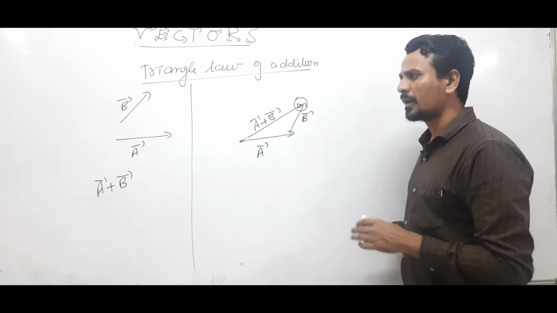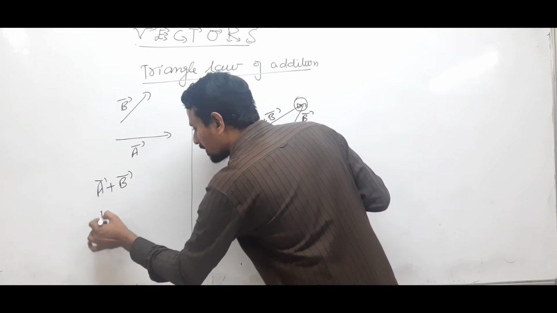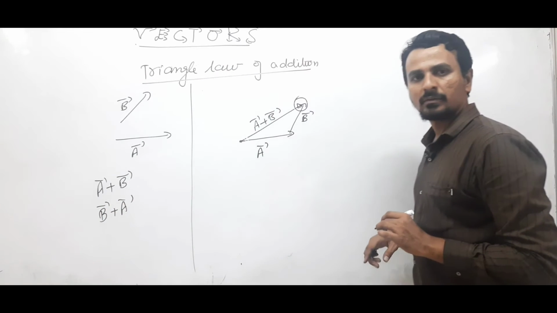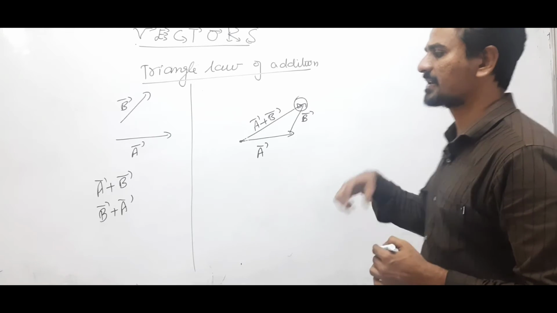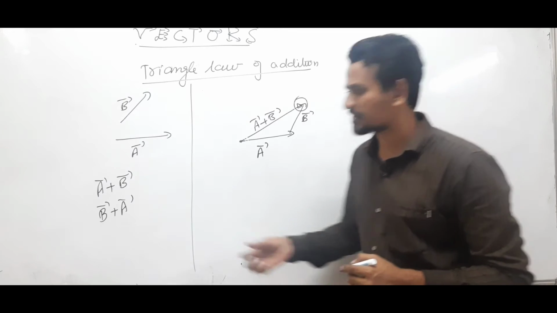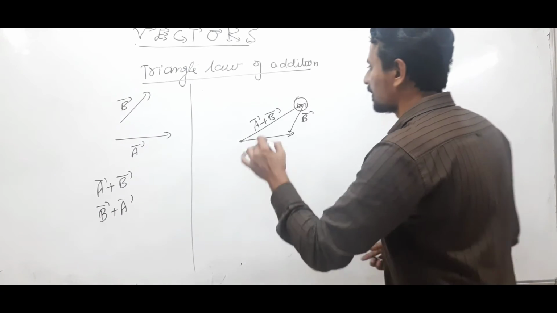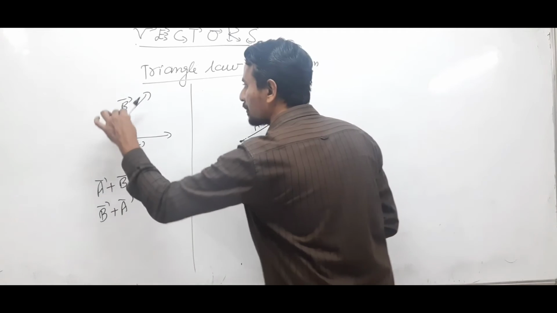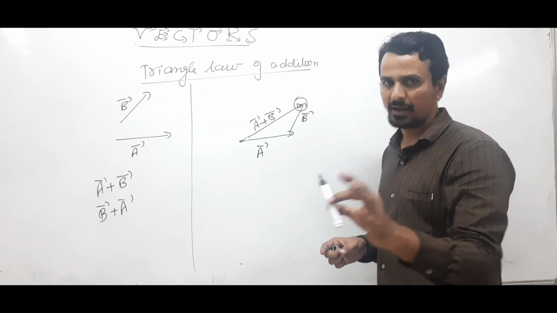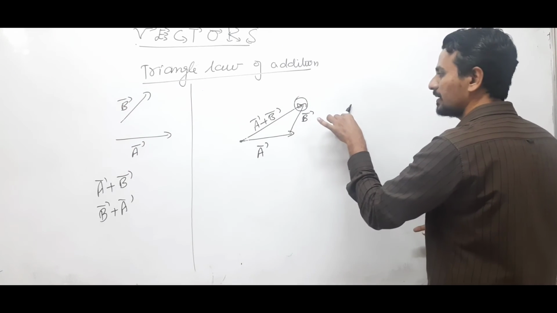That's it. Clear? Now, suppose you have been told to add B plus A. Fine? You have to add B plus A. Let us consider your first vector as B and your second vector as A. So I need to draw the first vector without changing the magnitude, without changing the direction. My first vector now is B, so I'll just place B over here.